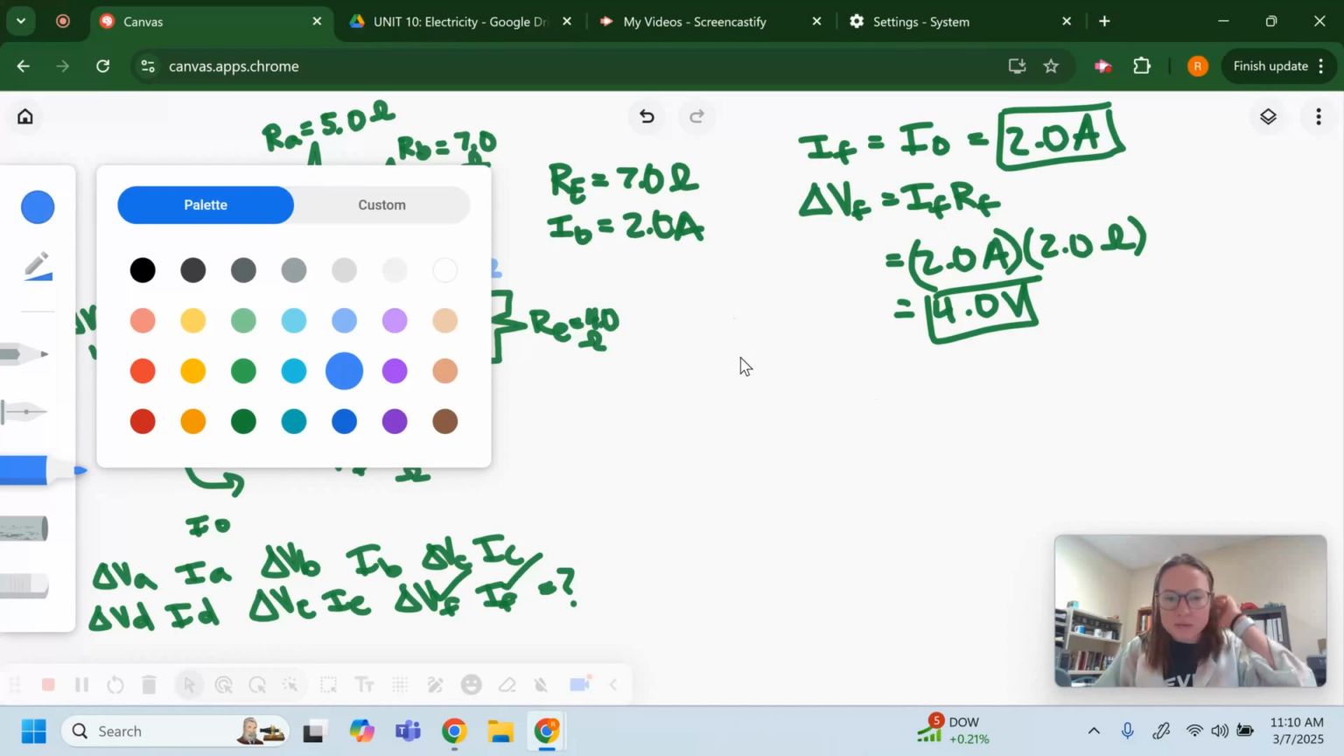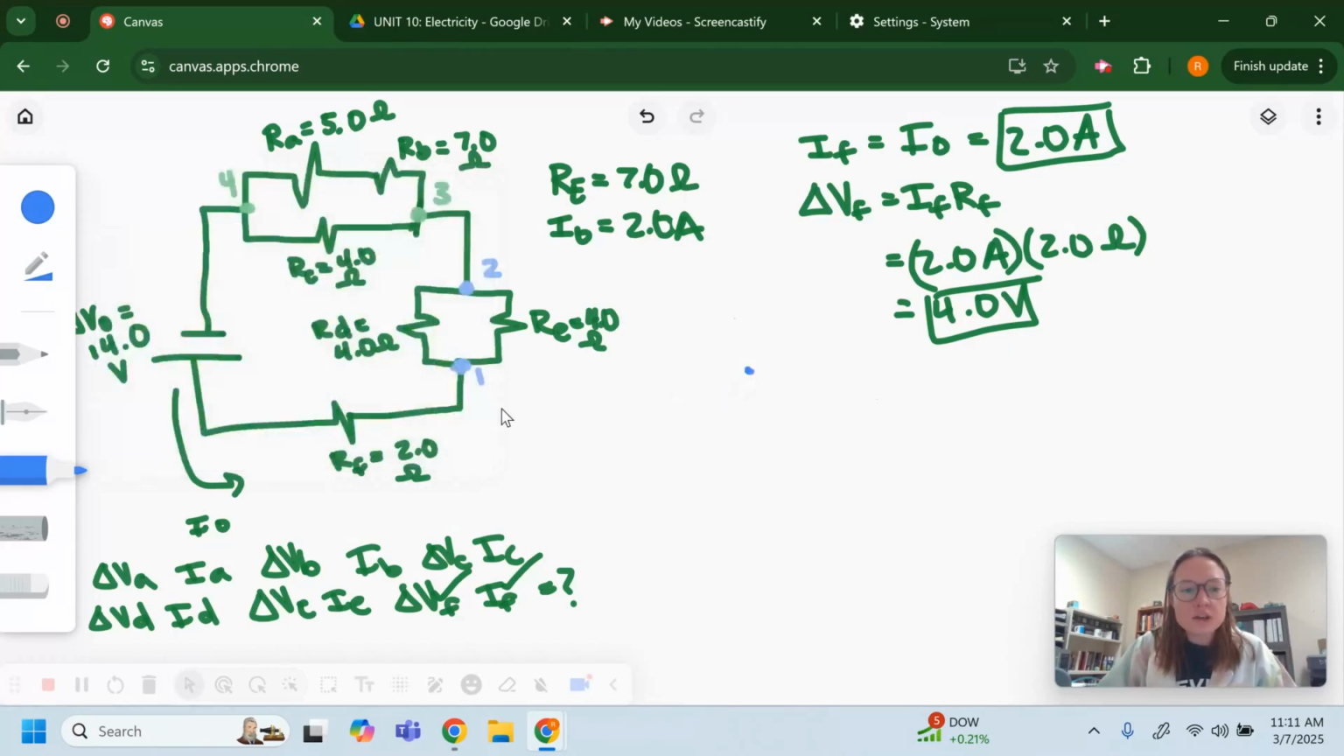When I'm looking at branch 1 and 2, here's what I'm looking at. I'm looking at two resistors here that are both in parallel with each other. I know that they're in parallel because if a little electron got to here, it would have to make a choice. It could either go through RD or it could go through RE. Those are on two different paths. And so I say because they're on two different paths, then they must be in parallel with each other.